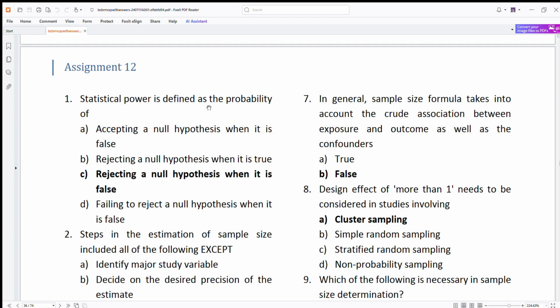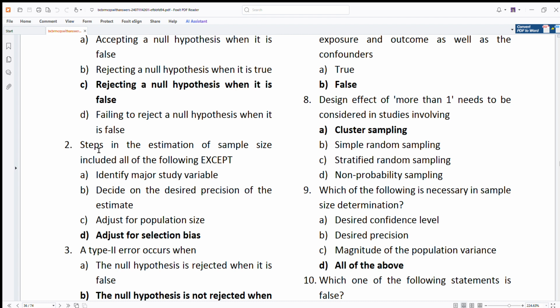The power of a study is the probability of correctly rejecting a null hypothesis when it's false. That is 1 minus beta. If beta is failing to reject the null hypothesis when it's false, obviously 1 minus beta will be the probability of correctly rejecting the null hypothesis when it's false and accepting the alternate one. So statistical power is 1 minus beta, that is, rejecting a null hypothesis when it is false.